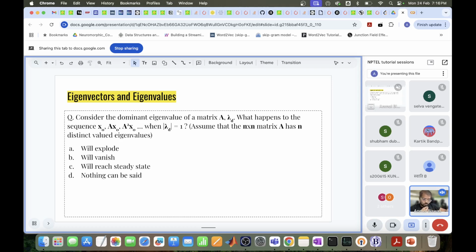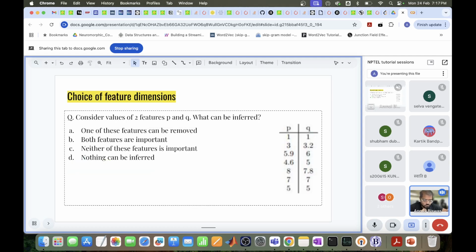In the other case, if lambda d is equal to -1 instead, then you'll go from plus that value to minus that value and so on and so forth, right? So you'll toggle between two different values, but overall, even then, you have reached a steady state situation, right? So that's the end of that discussion.